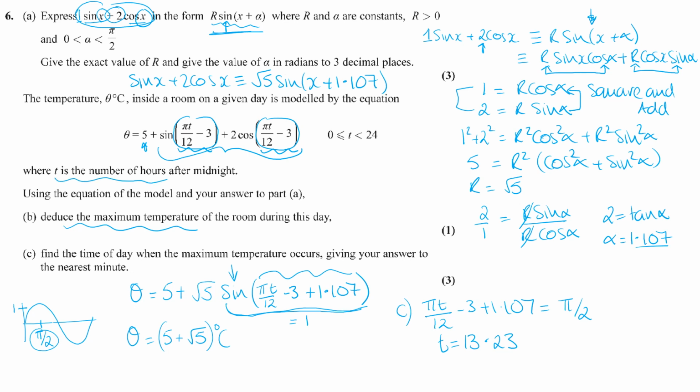Now what is t? T is the number of hours after midnight. Now we've got the hours as a decimal, so if you take 0.23 of 60 to get it in minutes, this is 13 hours and 13.8 minutes, which is really 13 hours and 14 minutes. And what is t? It's the hours after midnight. So if you go 13 hours and 14 minutes after midnight, that's actually going to be 1:14 p.m. So we've done it.